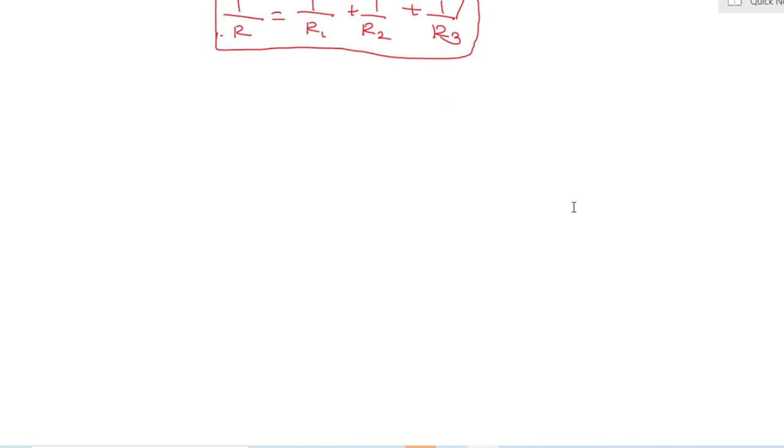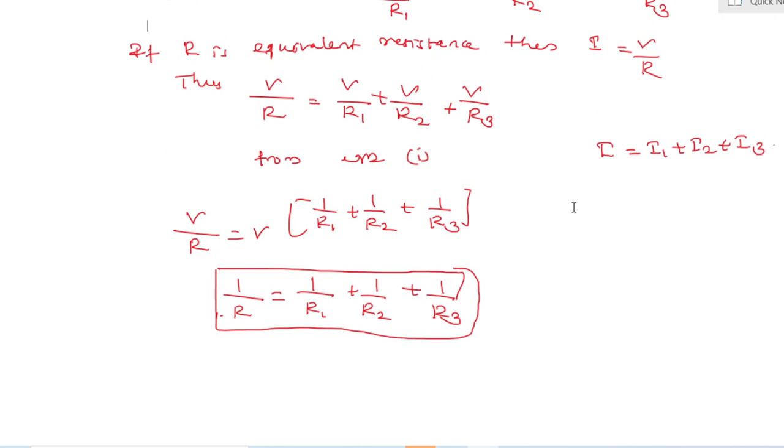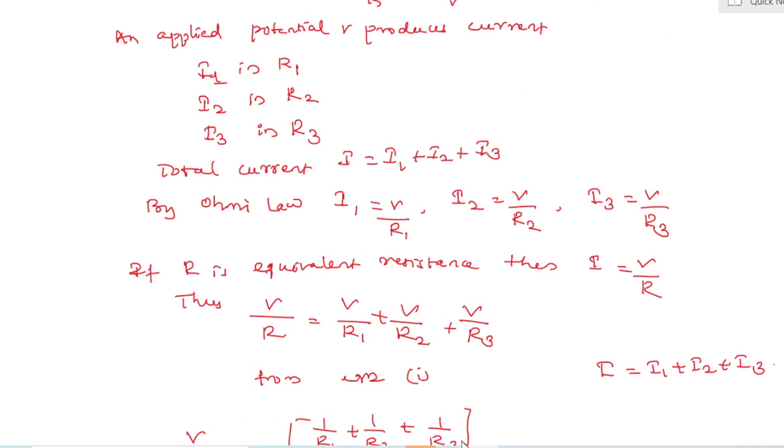Yes, my dear students, these are the applications of parallel combination of circuits or resistors. Thus, we may conclude that the reciprocal of the equivalent resistance of a group of resistances joined in parallel is equal to the sum of the reciprocals of the individual resistances. Yes, my dear students, let us see.